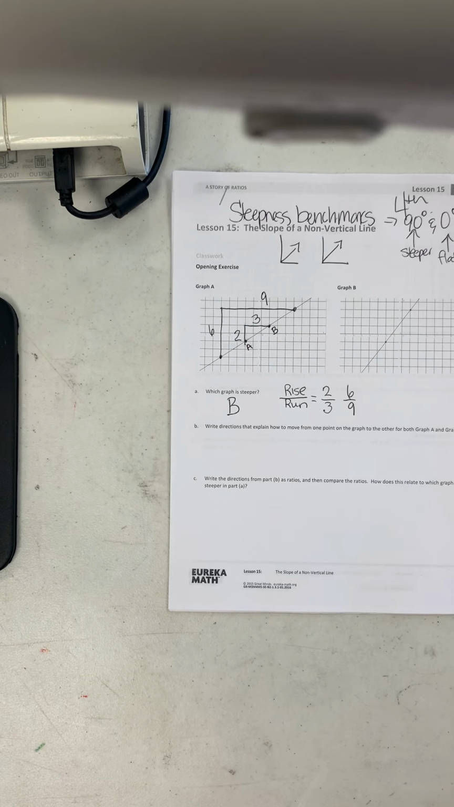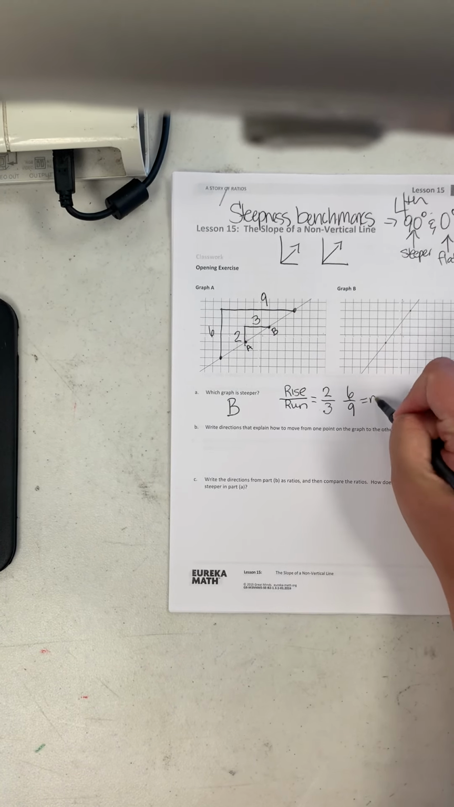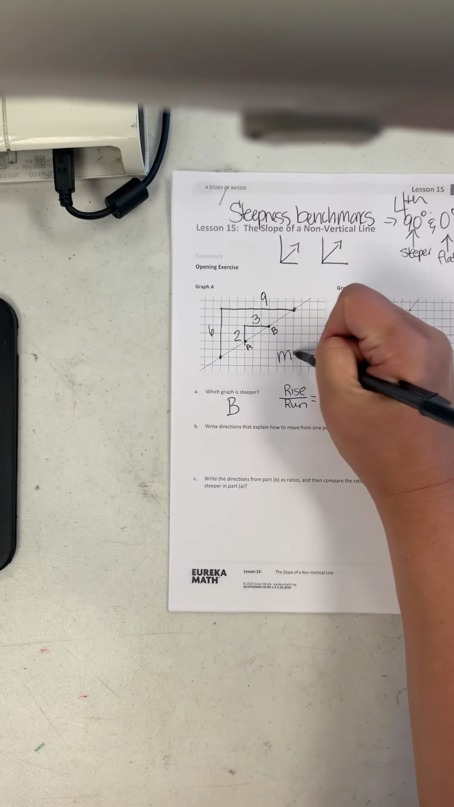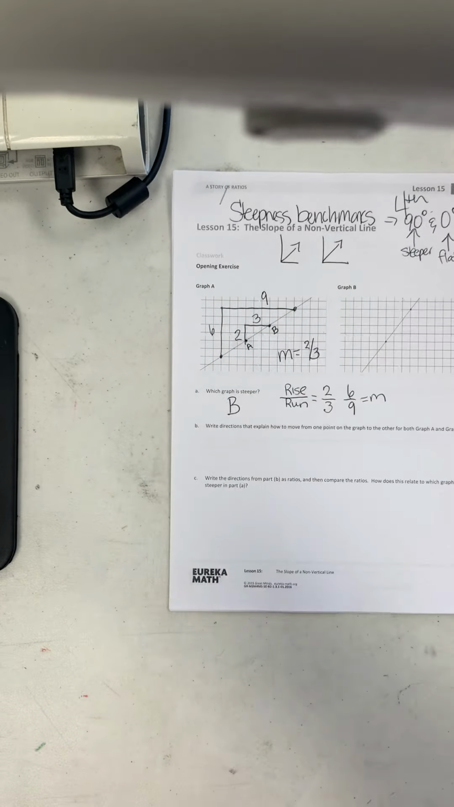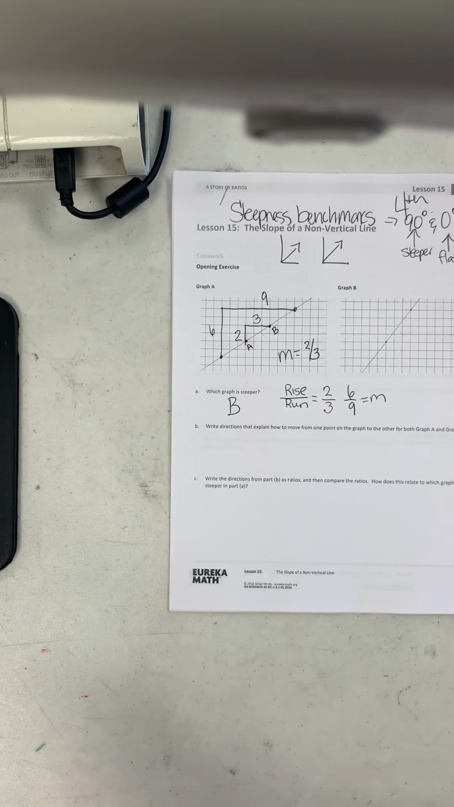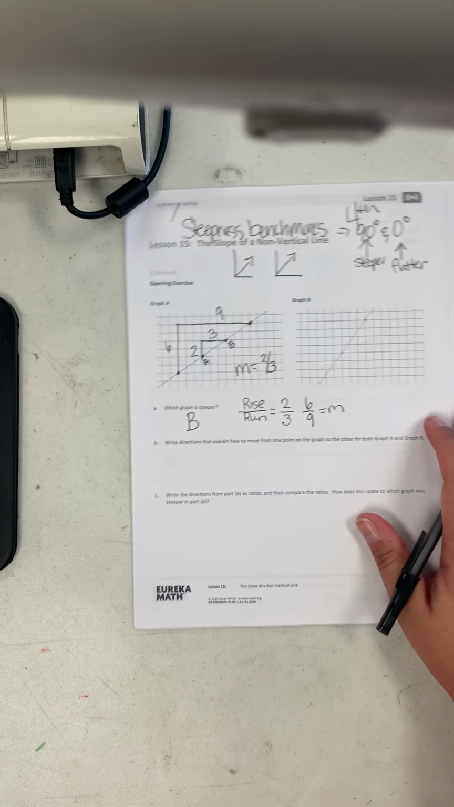M. Because remember, we left K in the dust. So here's our M. So for this one, M is 2/3. And I am going to tell you, it is proper algebra to reduce your slope. Because it's a fraction, so you should always reduce it. Okay? Look at graph B.